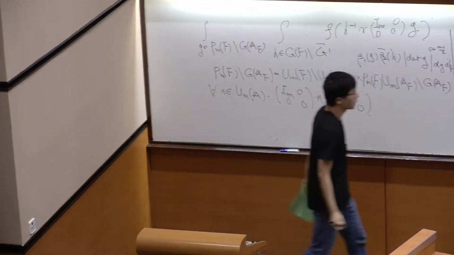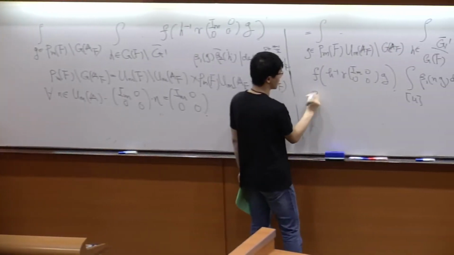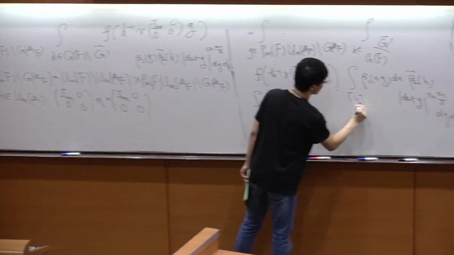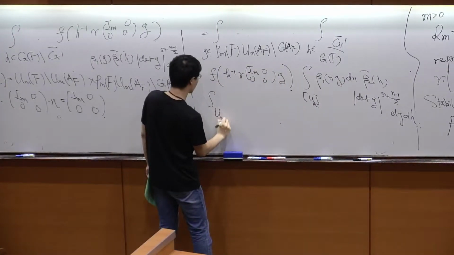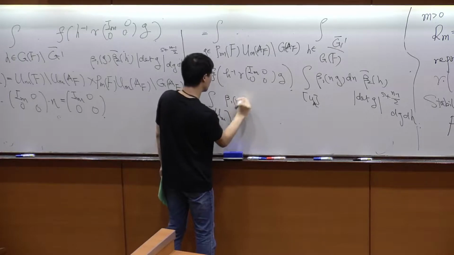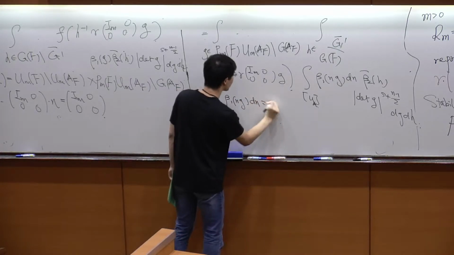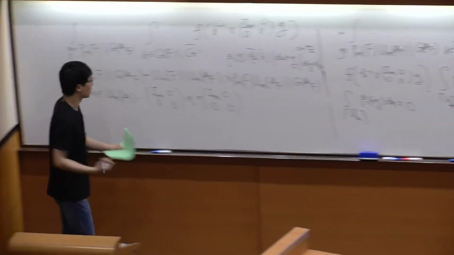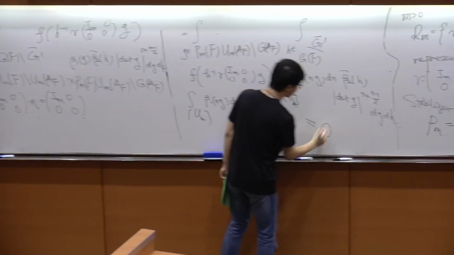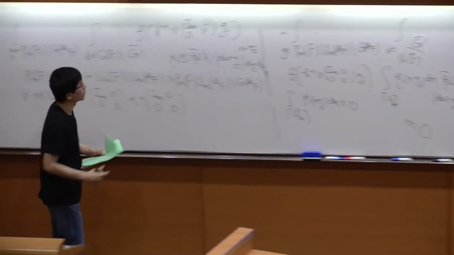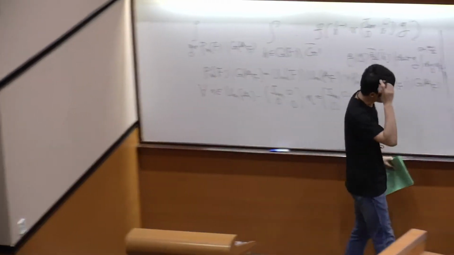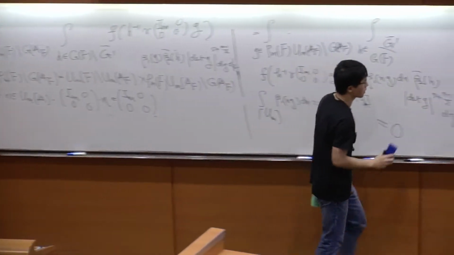Then, since we know that beta 1 is a cusp form, so in particular, here's UN. The following integration vanishes. Therefore, the whole integration here is equal to 0. So this is the term for the rank bigger than 0 case.